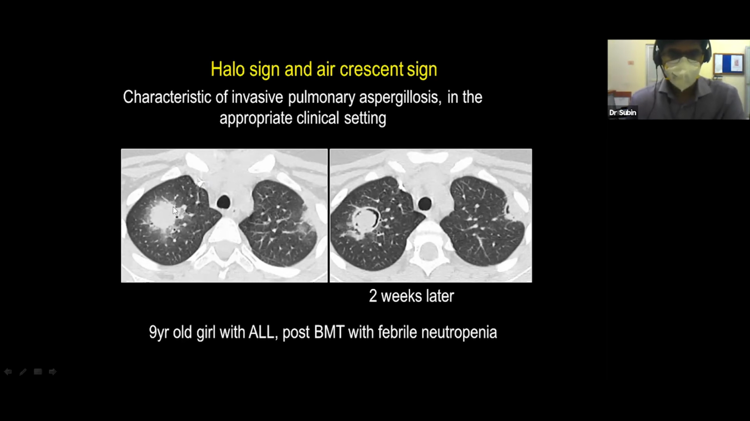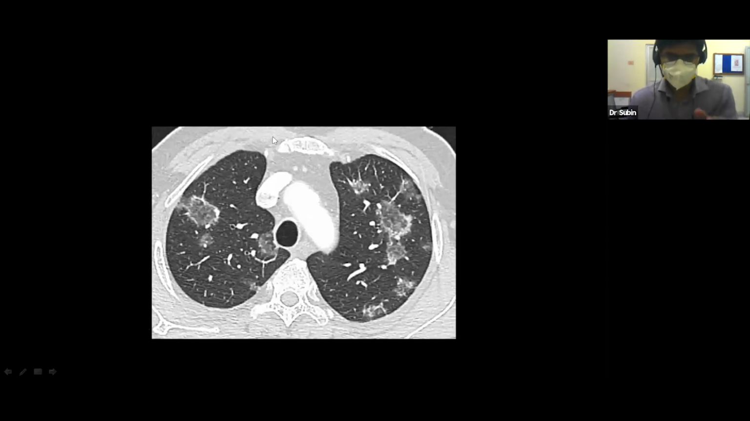All right, so that is halo sign. Halo sign is not specific for invasive pulmonary aspergillosis. It can be seen in others also, like vasculitis. It can be seen in a few other infections also. It can be seen with air crescent. Again, it can be seen in other things as well. So I showed you the halo sign.